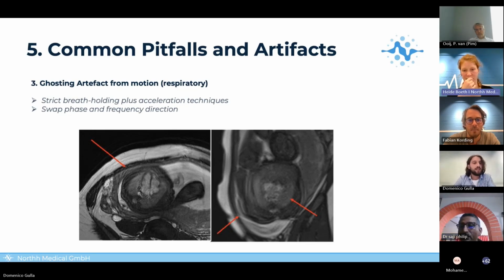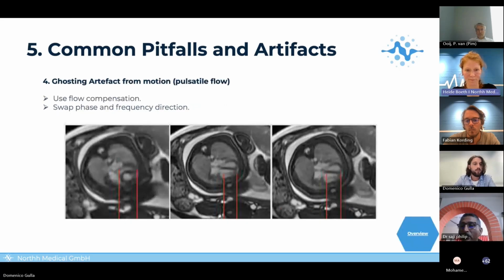Okay, and then ghosting artifact from motion, in this case respiratory motion. We can consider repeating the same sequences, just swapping the phase or frequency direction. And here we can also have ghosting artifact from motion, but in this case from the flow. In this case we can use flow compensation, and always repeat the same sequences to avoid the problems, swapping phase and frequency direction.